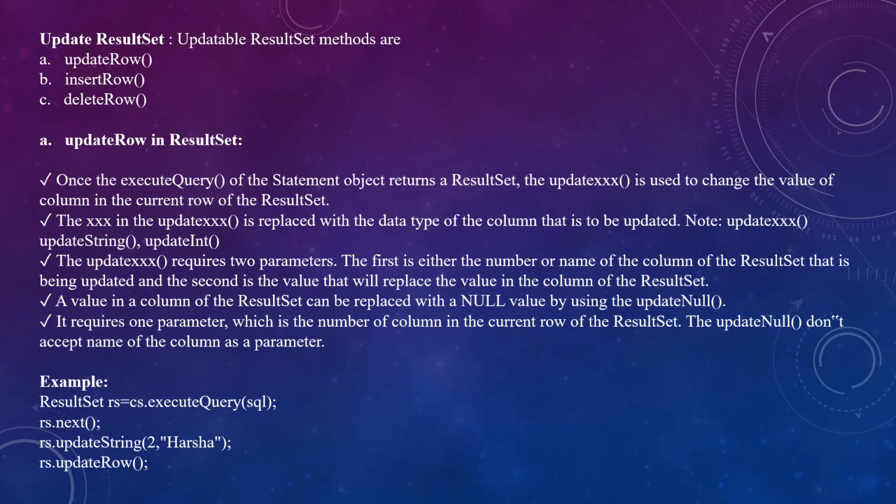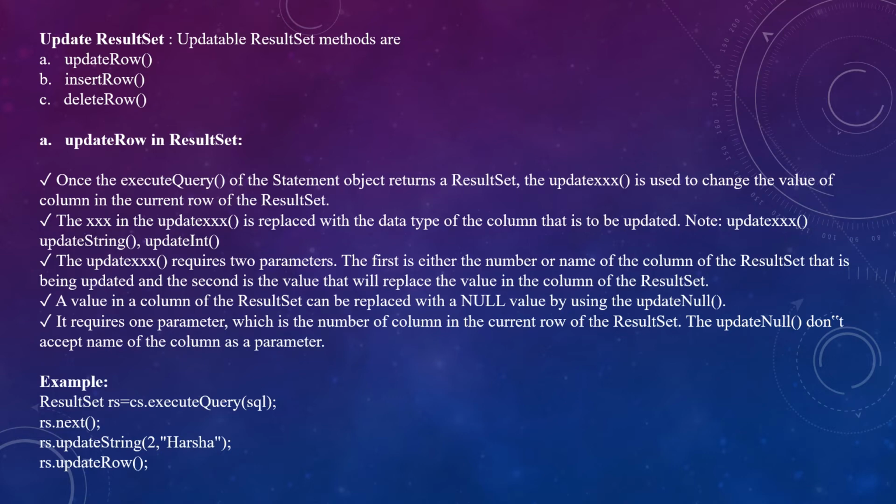There are three update result set methods: update row, insert row, delete row. First one is update row in the result set. Once executed, the query statement object returns a result set. The updateX method is used to change the value of a column in the current row of the result set. The X is replaced with the data type of the column that is to be updated.